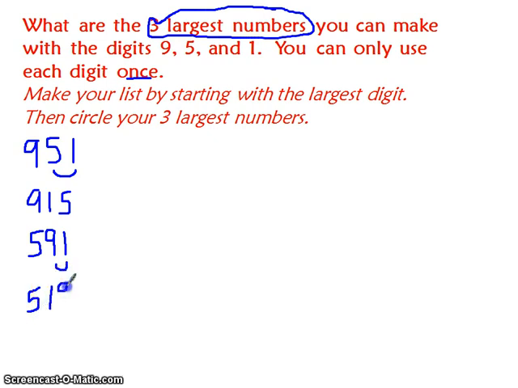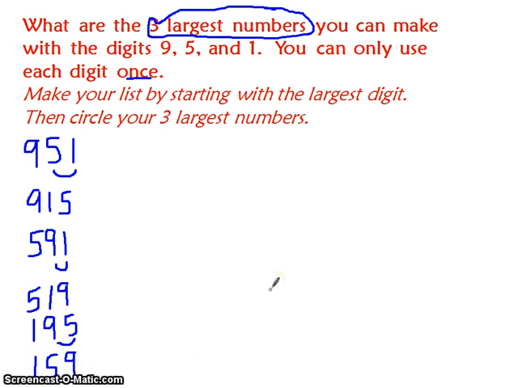110 and 9 ones makes 519. Can you make any other numbers with a 5 in the hundreds place? The answer is no. So now you can put a 1 in the hundreds place, 9 tens, 5 ones, switch around your tens and your ones, 1 in the hundreds place, 5, and 9.